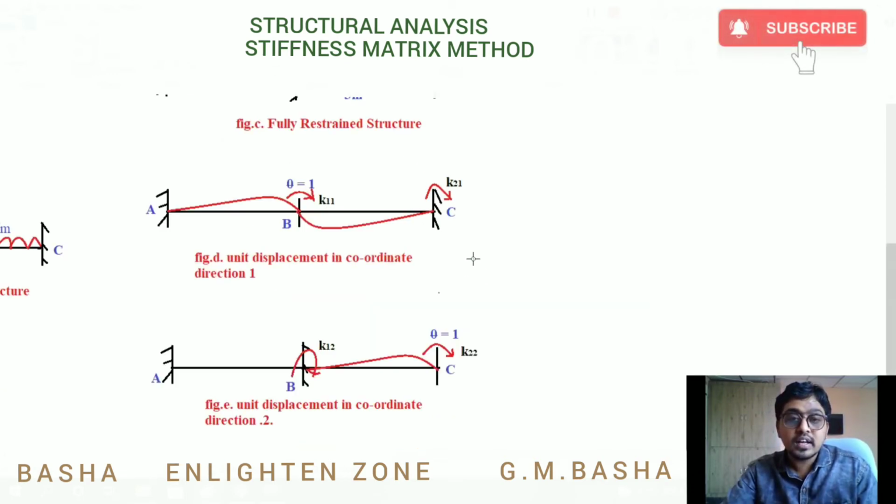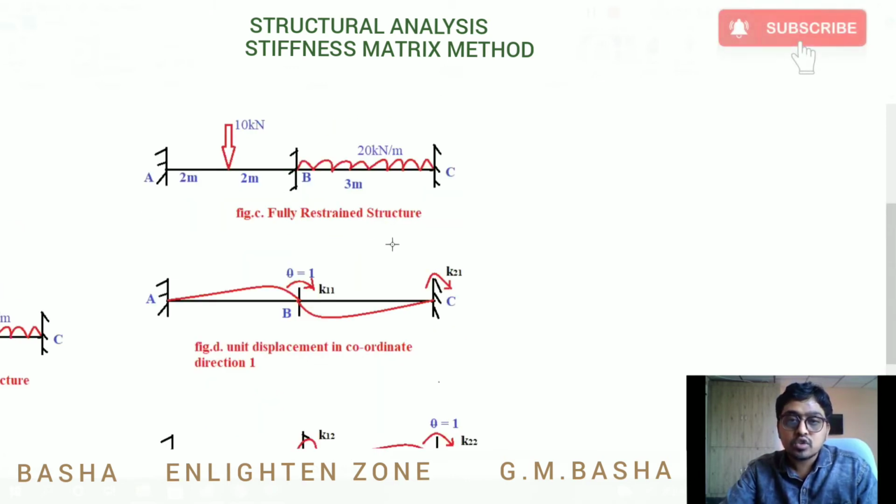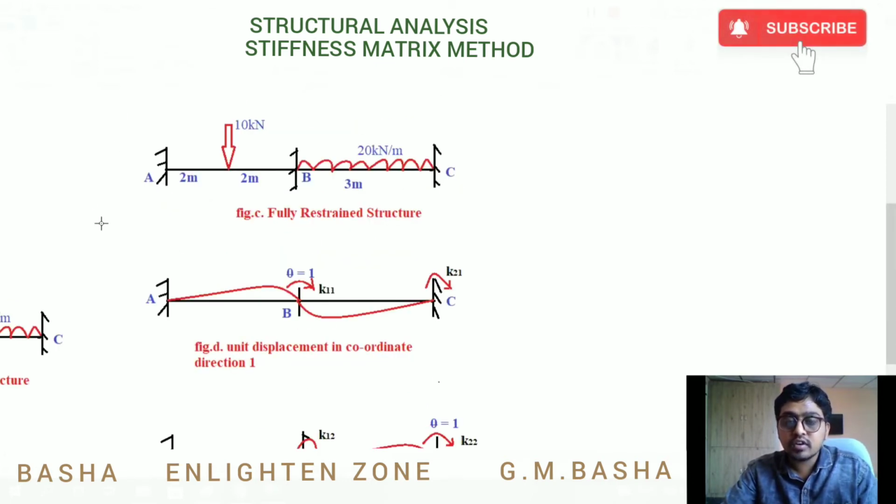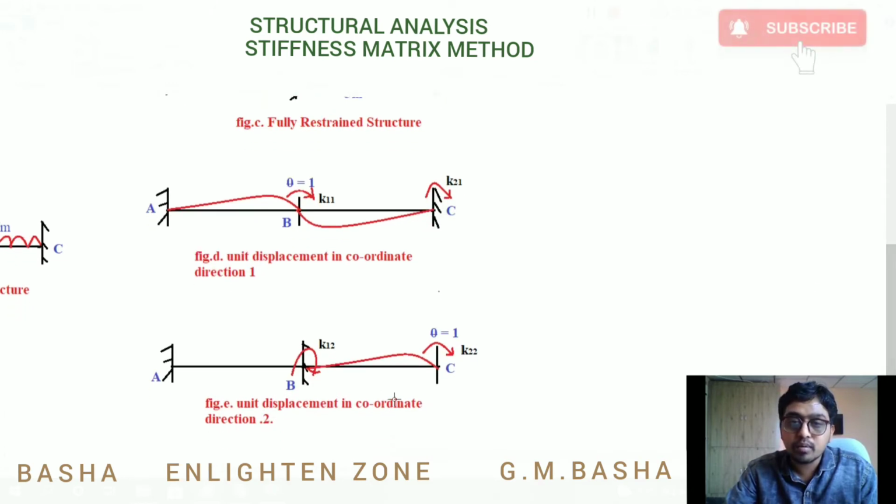Okay. So in the next diagram, what we have to do? Based on this fully restrained structure, we are going to move the second coordinate position. So here B will be fixed like that only. For the second time, we are releasing only C. We are fixing A and B both, and we are releasing C. Release the structure at C and apply unit coordinate at C. See this diagram. This diagram indicates that statement.